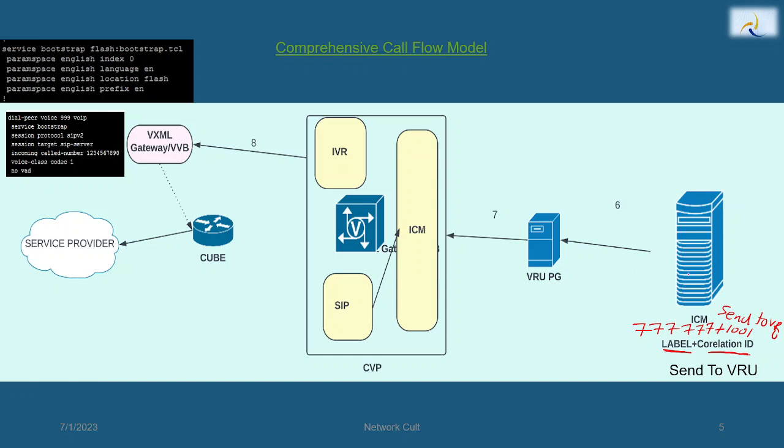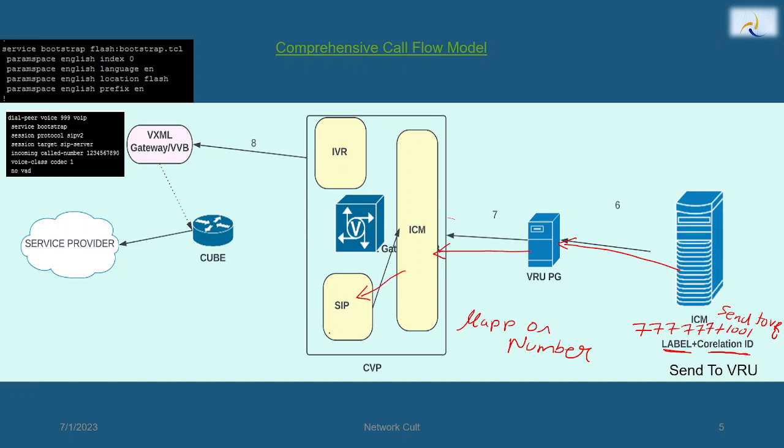And now the call is going back to the VRU PG, and then from the VRU PG it goes to the ICM subsystem. ICM subsystem checks if the call that is coming is a micro app or a number. So in this case it's a number because it's carrying a label and the correlation ID. If it is a micro app, the call will be given to the IVR subsystem. Since it's a number, the call will be given to the SIP subsystem.